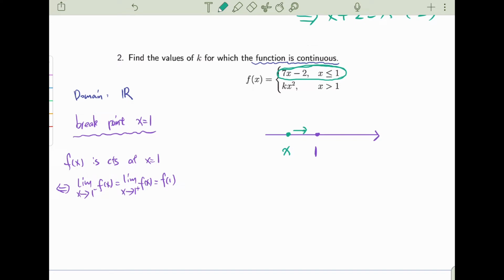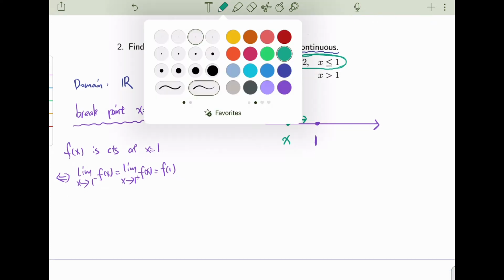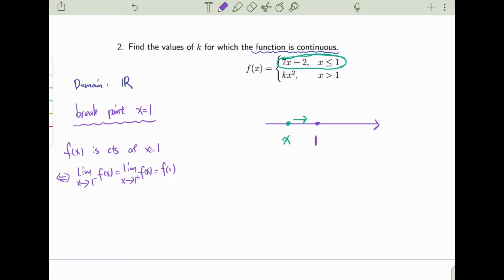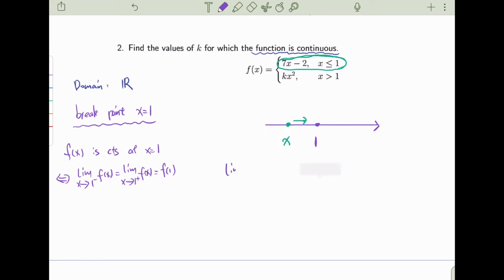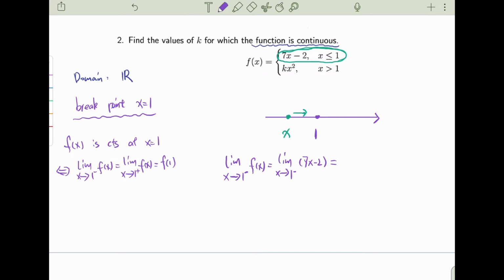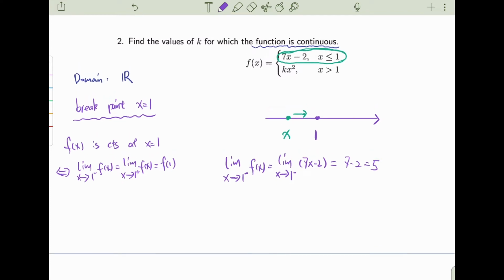Okay, 7x minus 2. So we're going to write the limit as x approaches 1 on the left side, f of x, is equal to this 7x minus 2. Then we can evaluate this limit, just plug in, that is 7 minus 2, which is 5. So the left limit now is equal to 5.